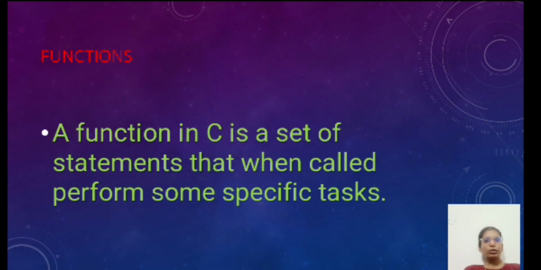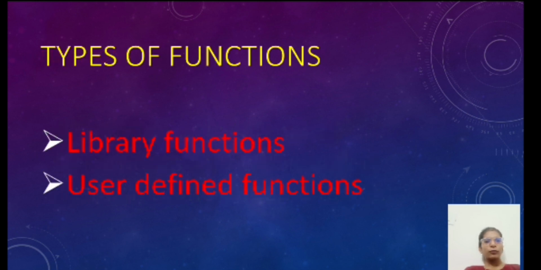Next we are going to discuss functions. A function in C is a set of statements that, when called, performs some specific task. There are two types of functions. They are library functions and user defined functions. Library functions are pre-defined. User defined functions we can create ourselves depending upon the programs.